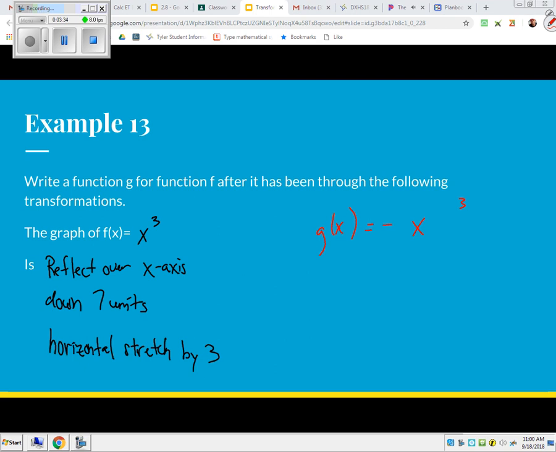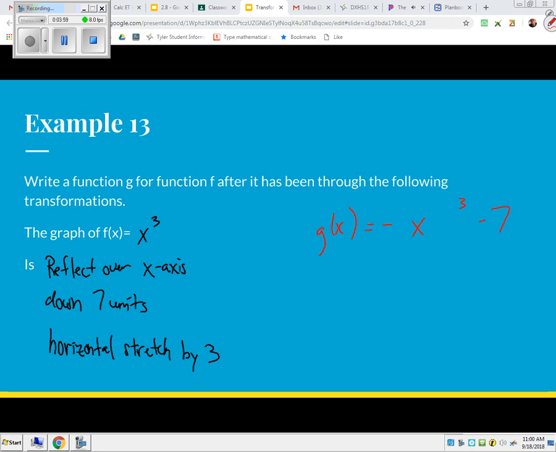Everybody with me? Okay. Moving down 7 units. Inside or outside? It's outside. So remember, everything outside makes sense. So going down 7.